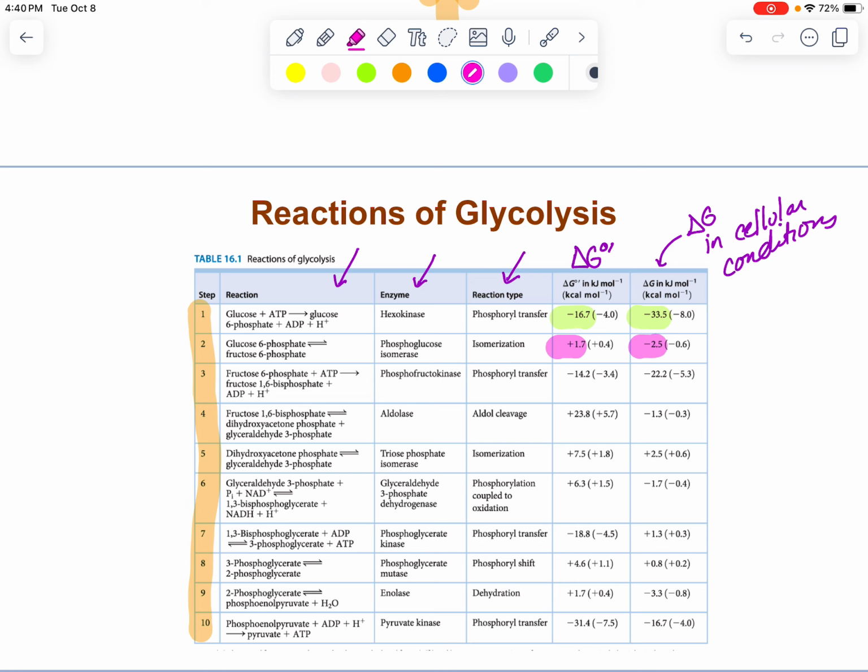All right, in our next video, we will start looking more at what happens to that pyruvate and a little more detail on some of the glycolysis.